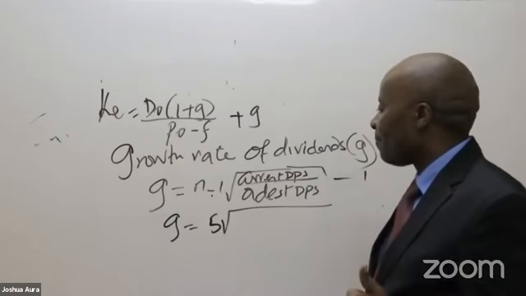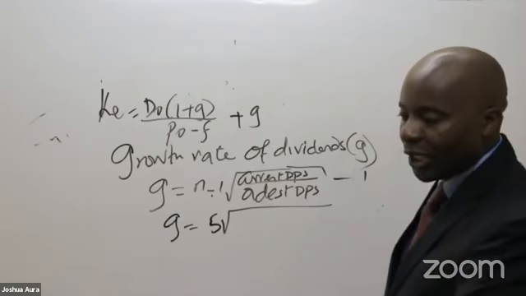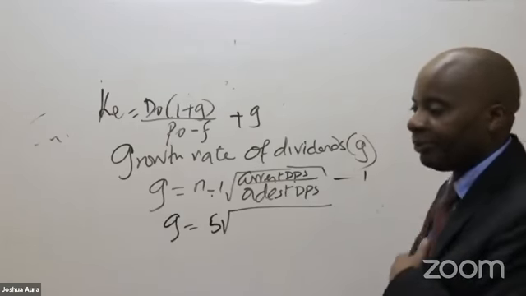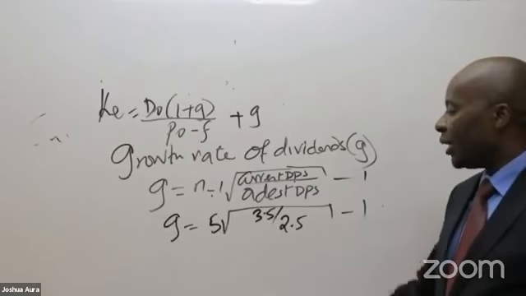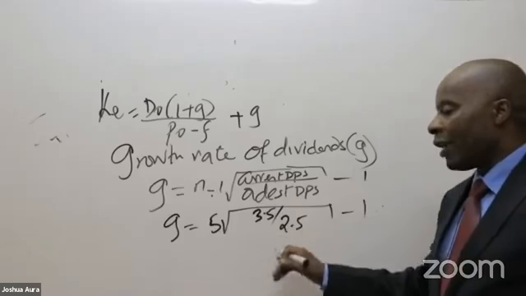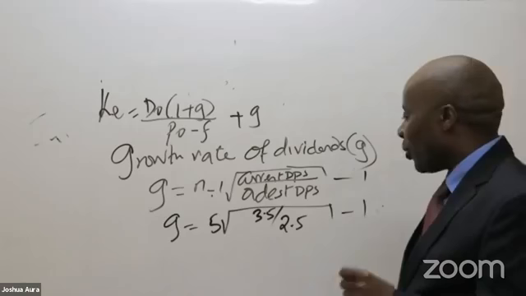most recent or current dividend per share that I'm able to see in this question, which is 3.5, all over the oldest DPS, the 2010 DPS, which is 2.5, minus 1 like that. So now here you have to be a bright student. Go there and punch 3.5 divided by 2.5.